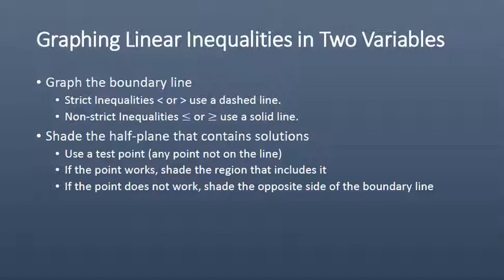And then you're going to shade the half plane that contains solutions. You could always use a test point, any point that's not on the line. If that test point works, you shade the region that includes it, and if not, you shade the opposite region. You can also look at the inequality symbol to help you determine that, and we'll focus on that today as well.